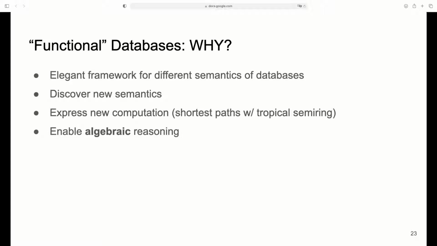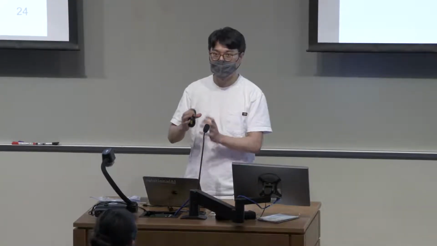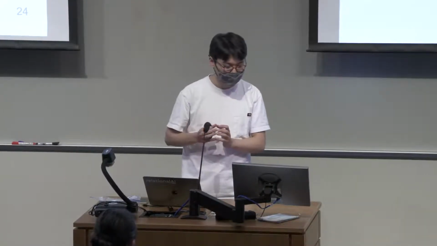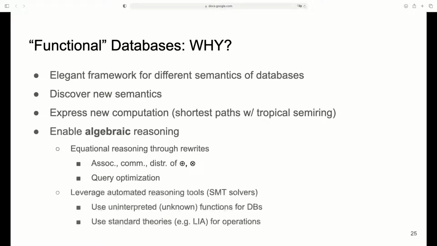What's also important is that this enables algebraic reasoning about databases. Because we use these really well understood operations from semirings, we can take advantage of the associativity, commutativity, and distributivity of the operations to reason about database operations. This leads to really powerful query optimizations where we rewrite the query to make it faster.